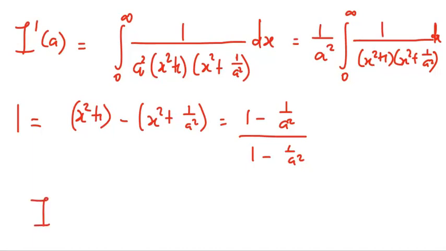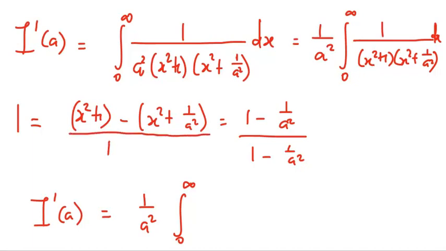So here I prime of a is going to be equal to 1 over a squared times the integral from 0 to infinity. Up here we're going to replace the 1 at the numerator using the following. Don't forget we have to put 1 minus 1 over a squared here. So this is going to be 1 all over 1 minus 1 over a squared.